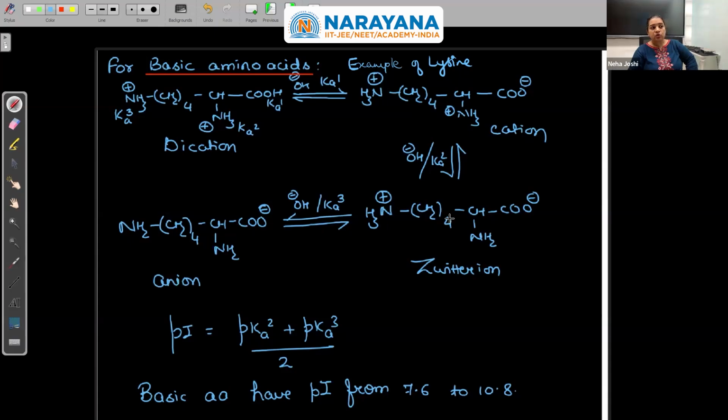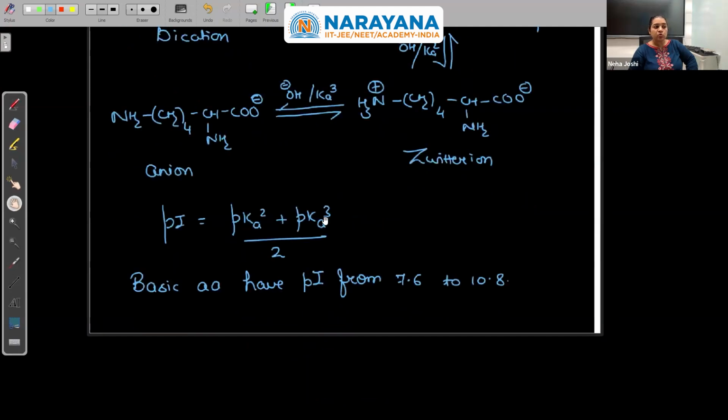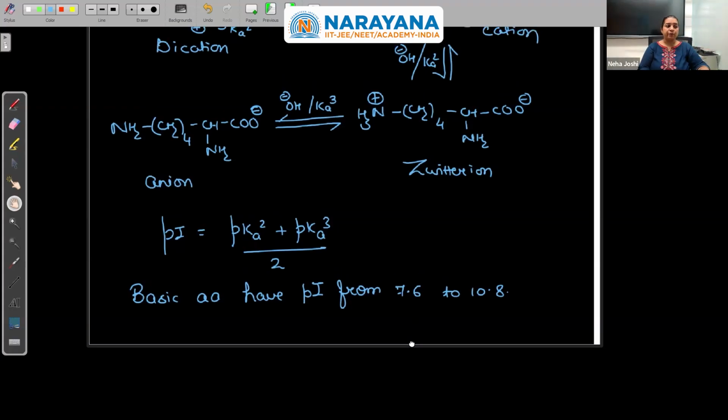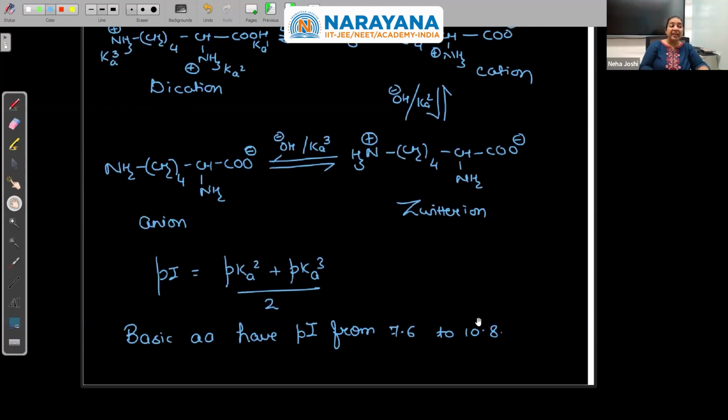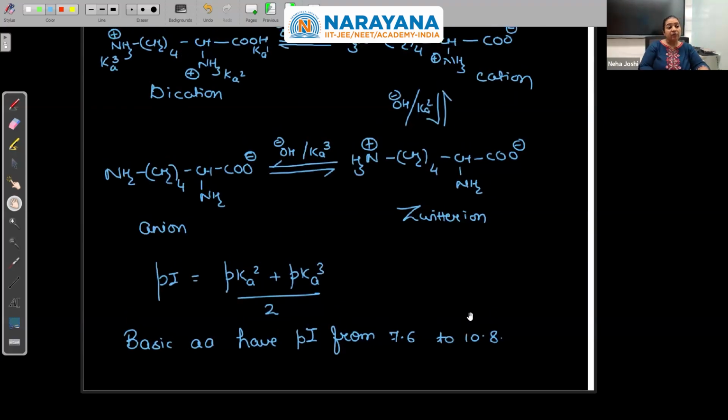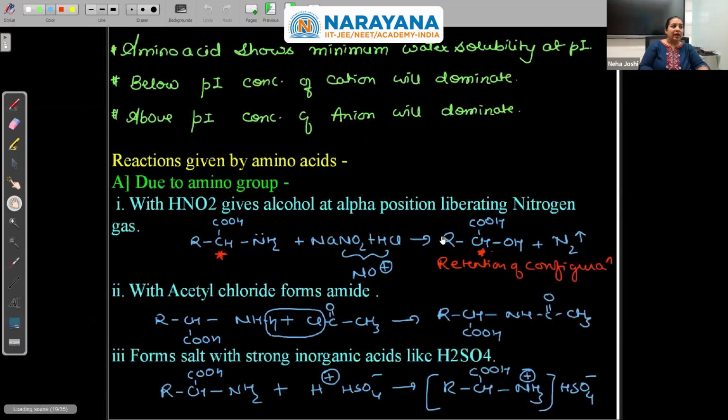So the zwitterion is sandwiched between K2 and K3. So isoelectric pH is pK2 plus pK3 by 2. Clear? Whichever two K's the zwitterion is placed between, the average of those will give you the isoelectric pH. So basic amino acids have isoelectric pH from 7.6 to 10.8, that is greater than 7. And out of these, this 10.8 will be of which one? Arginine, the one which is the most basic amino acid.